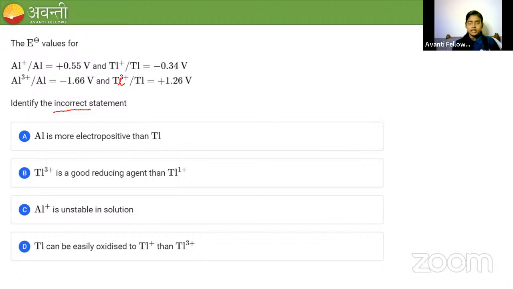Okay, I'll go with the explanation. So, if you could remember the information about thallium, thallium plus is more stable than thallium 3 plus, because the higher members of the corresponding group are stable at their very low oxidation state.